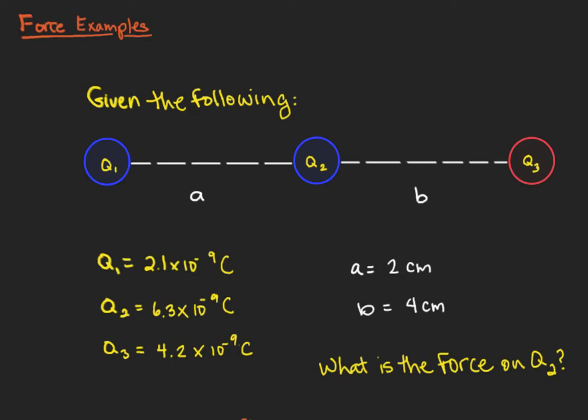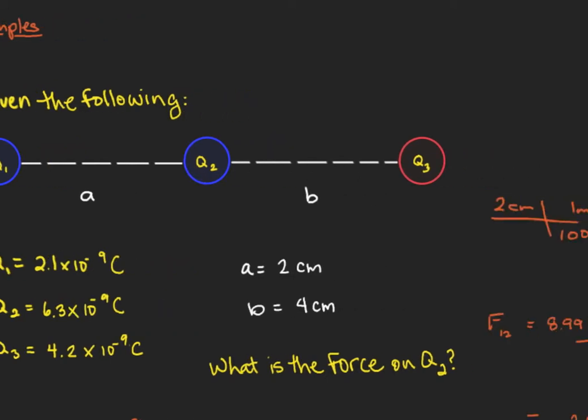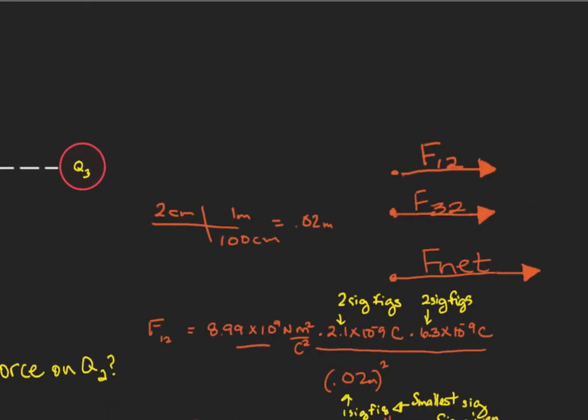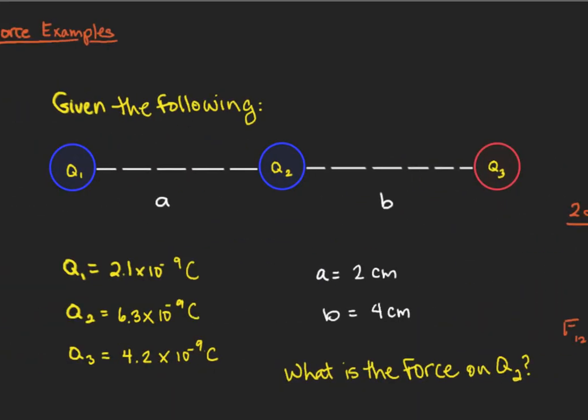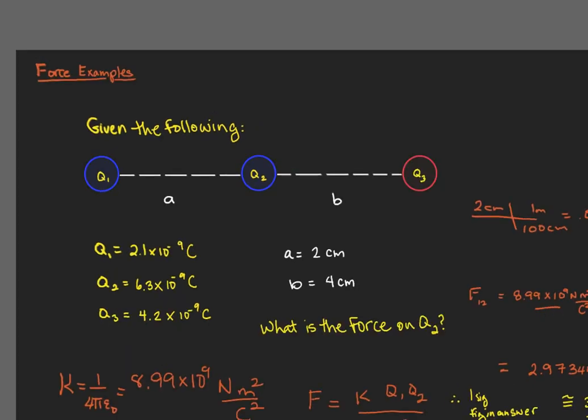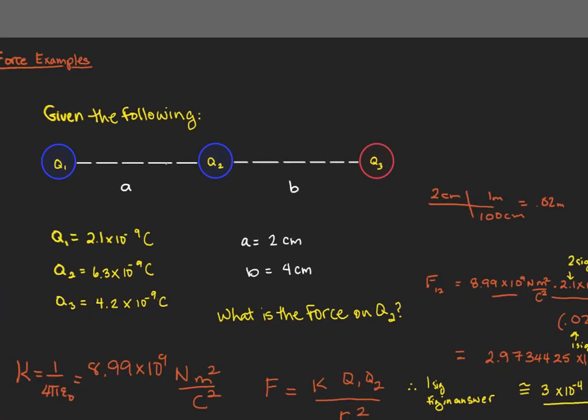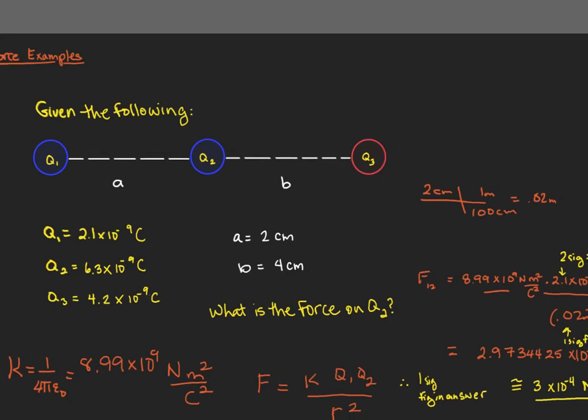So what we need to do at first is just intuitively get a feel for where the force is going to be pushing Q2 or pulling Q2, whatever the case may be. If we look at trying to set up a force diagram, what we should realize is that because 1 and 2 are the same charge, we're going to get a repulsion, so it's going to push that way. And 2 and 3 are opposite charges, so it's going to pull it also in that same direction.